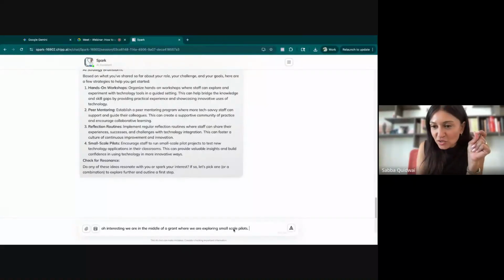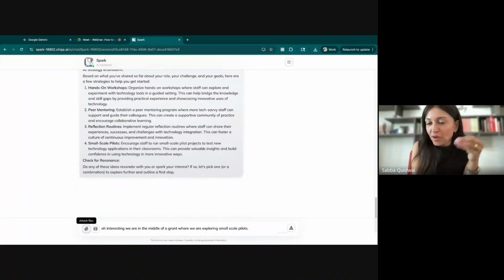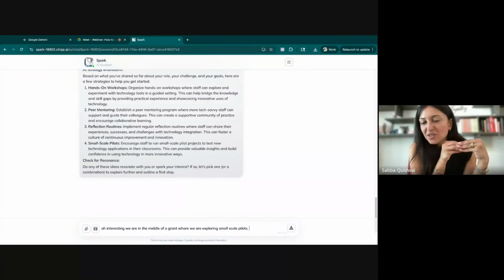Okay, now what's really interesting about that is, do you see over here, there's a little paperclip? You can actually even upload the grant application and be like, here's the grant that I'm working on. Here's what we've written so far. How would you help me do X, Y, Z? Okay, so small scale pilots. Now, in your pilot, is there anything specific you're looking for? Are there any time parameters, specific tools that you would want to run a pilot with?